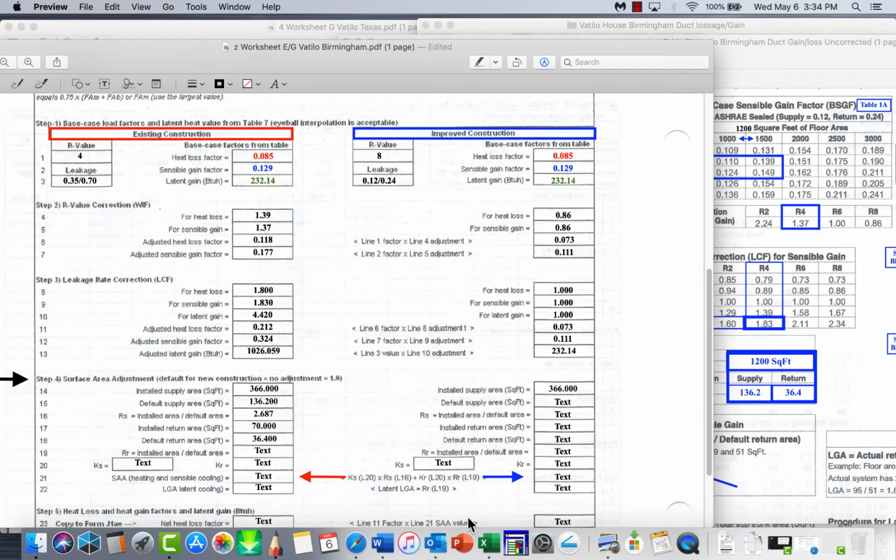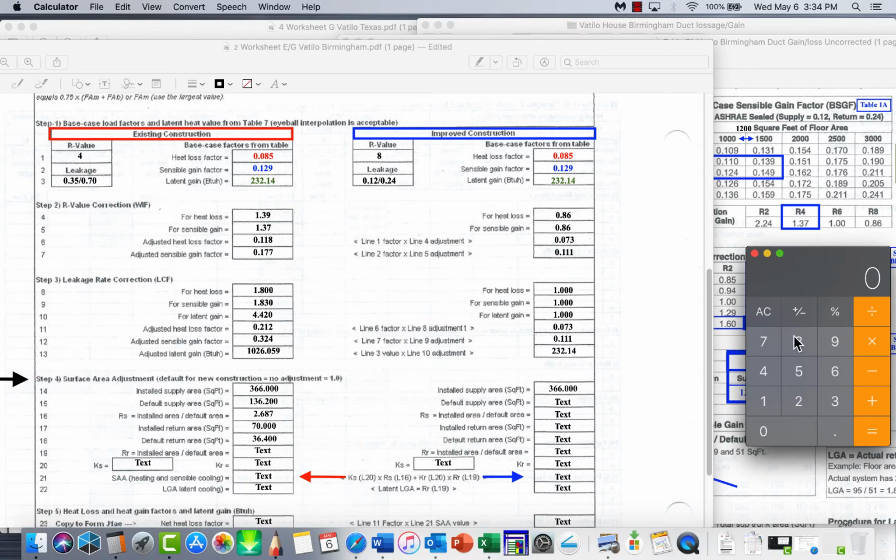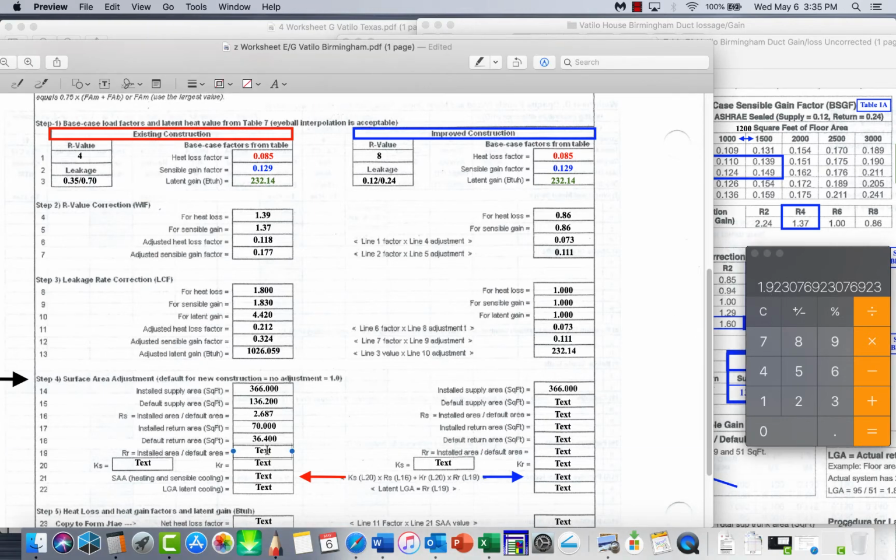And finally, all we have to do is do the math and default some of this. So basically, default area, like I said, our RR is going to be installed area, which is 70, divided by the default area, the amount that they allow actually for it. So 70 divided by 36.4 equals this big number here, and of course we're going to round to the thousandth, so 1.923. And there we go.